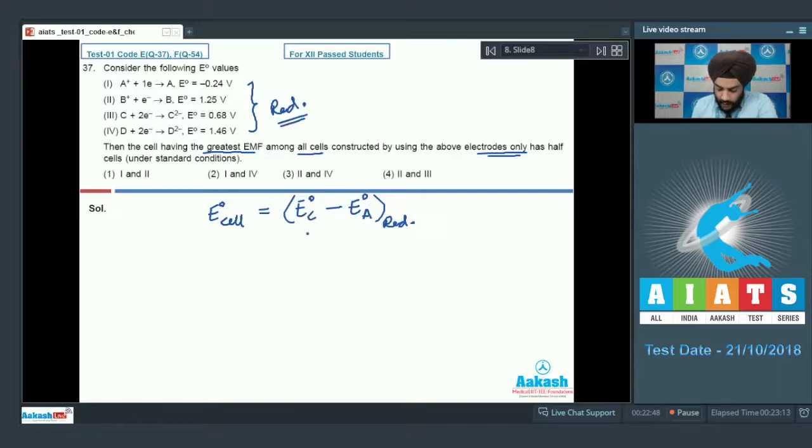So for the cathode, we need the highest reduction potential value. So D has the highest reduction potential value. And for the anode, we should have the least reduction potential value. So we can see that A plus has the least reduction potential value. So the cell which will have the greatest EMF will have 4 as cathode and it will have 1 as the anode. So the correct answer for this question is option 2. Moving on ahead to the next question.